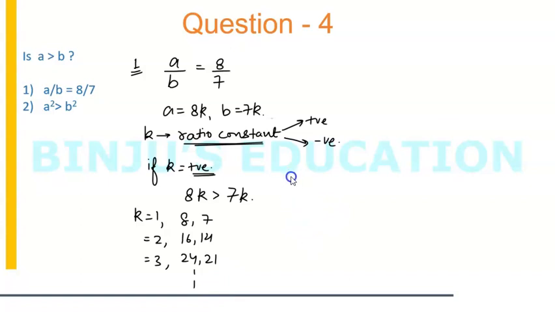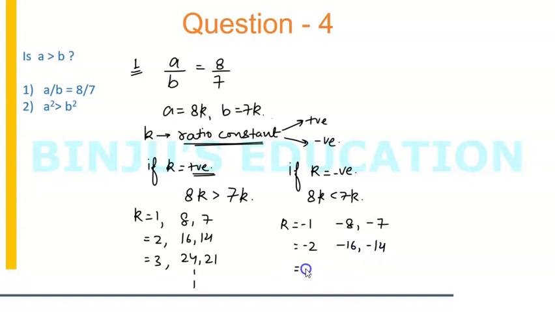But what if k is negative? In that case 8k will automatically become less than 7k. For example, if I take k to be minus 1, then the values will be minus 8 and minus 7. Which of them is greater? Minus 7 is greater. Smaller the number in negative, effectively the greater it is, right? If I take k to be minus 2, then it becomes minus 16 and minus 14. If I take it to be minus 3, then it becomes minus 24 and minus 21.